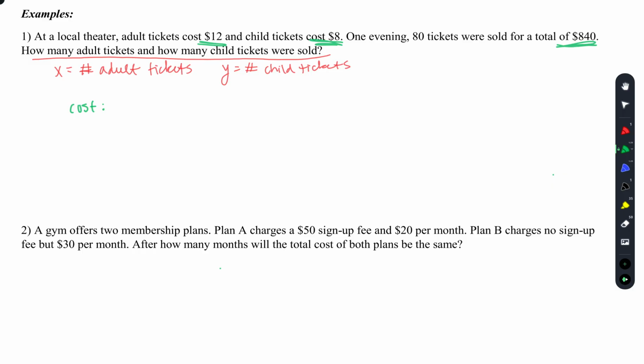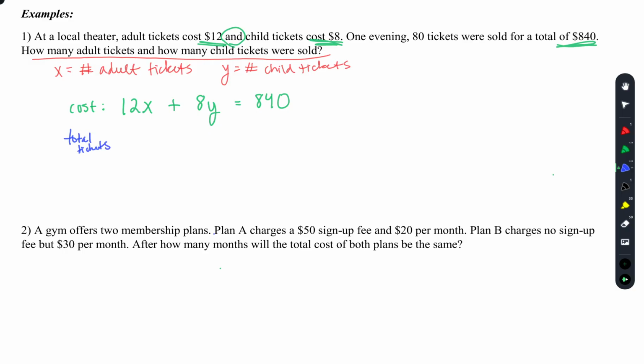So you're going to set up a cost equation. So $12 for an adult, 12x, right? And plus $8 per child, so 8y, and that's going to be a total of $840. So you do all your money stuff in one equation, and the ticket questions are always the same. So money situation, and then the other equation is going to be the total tickets.